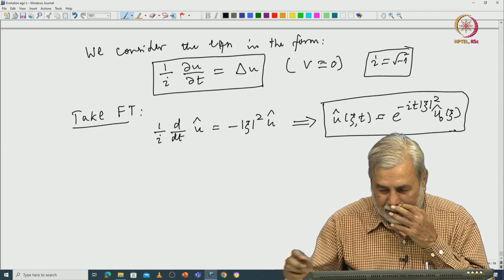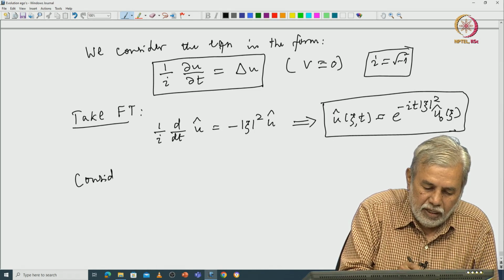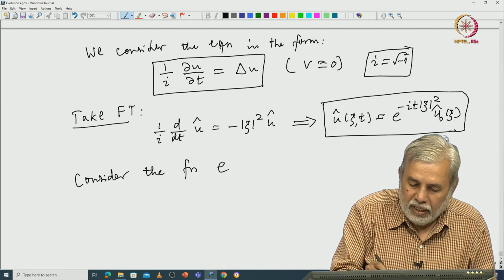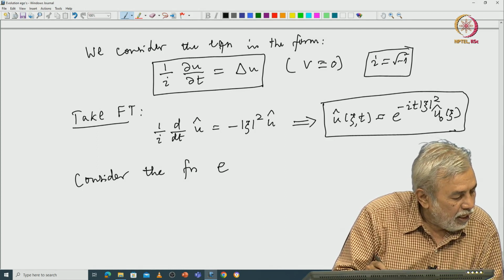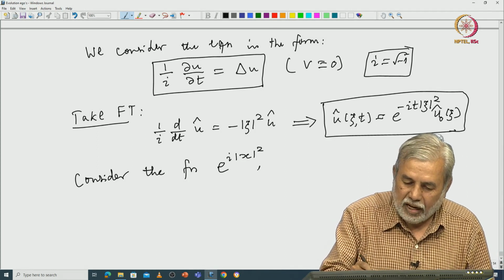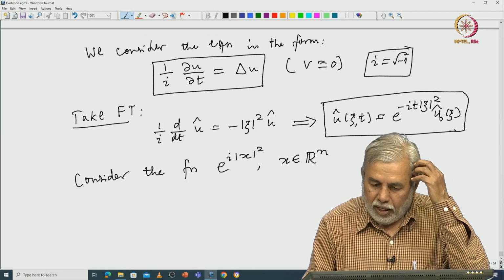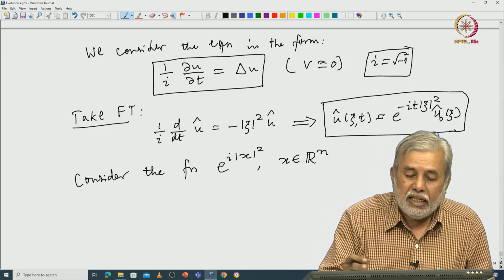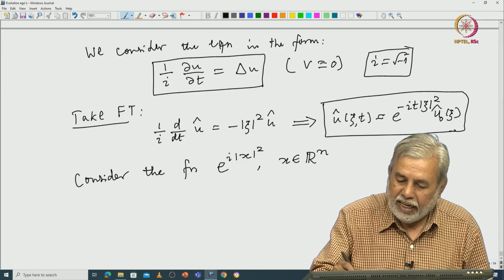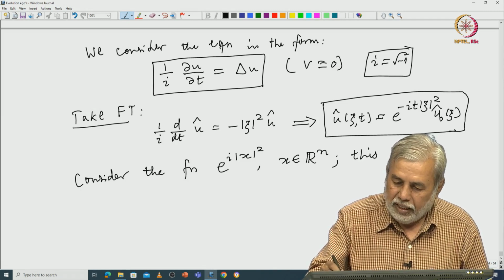Only thing is there is I sitting here in this function. So, consider this function. In fact, this was discussed in our first part of the course. Consider the function e to the I x square. Let me just say that t is only a parameter, and x is in R n. This is only a bounded function, of course smooth, but it is not in the Schwarz space. So, Fourier transform and other things cannot be readily taken, but this is a tempered distribution and that is good for us.